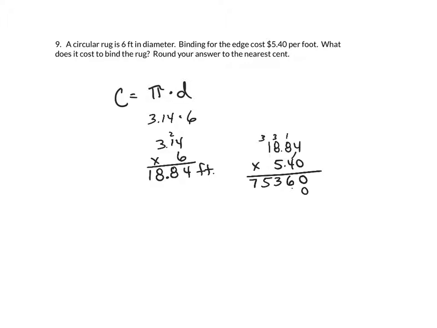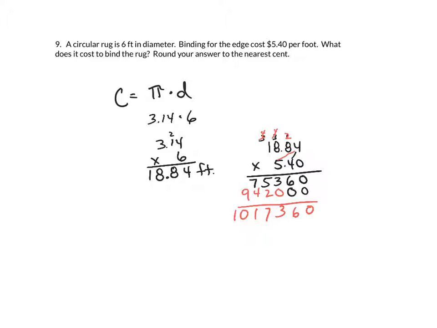Now I need 2 zeros because now I'm going to go through and multiply the 5 times everything. 5 times 4 gives me 20. Put down the 0, carry the 2. 5 times 8 gives me 40, plus 2 gives me 42. Put down the 2, carry the 4. 5 times 8 gives me 40, plus 4 gives me 44. Put down the 4, carry the 4. And 5 times 1 gives me 5, plus 4 gives me 9. Now I'm going to add everything up.